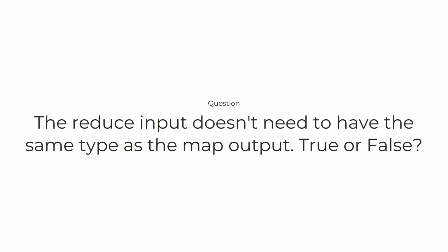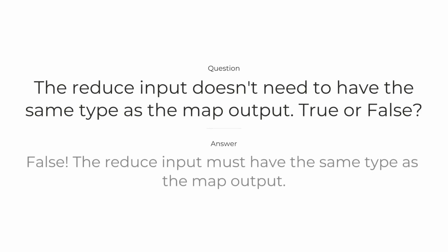So a question for this is, the reduce input doesn't need to have the same type as the map output. Is that true or false? I don't know if we should pause here, but then the answer to that is false. The reducer input actually has to have the same type as the map output.